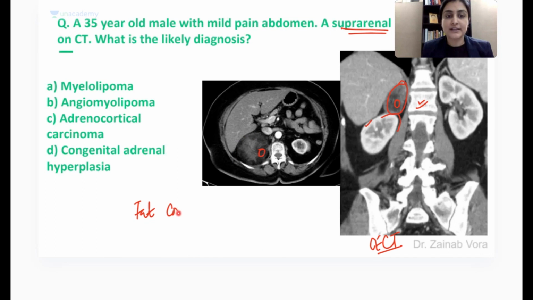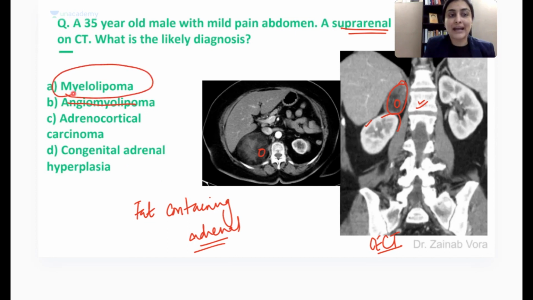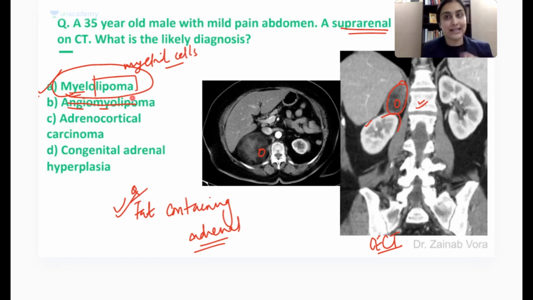Good. So what is the only fat-containing adrenal mass? Remember, in the adrenal you don't have angiomyolipoma. The adrenal has a very typical mass which has fat, which is called myelolipoma. Very, very important. So myelolipoma is the fat-containing adrenal mass that you need to know. It has lipo in it. It has myeloid cells. It doesn't have angio and myo. It has myeloid cells, hence the name myelolipoma.